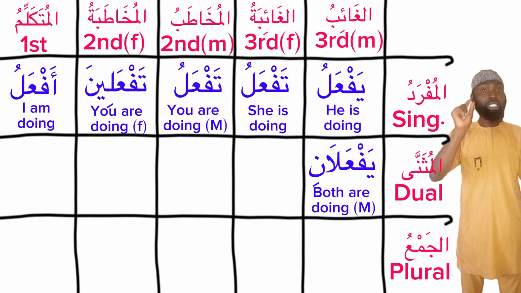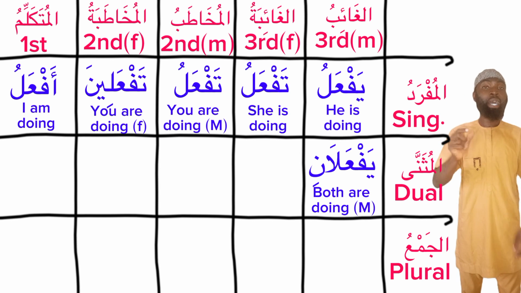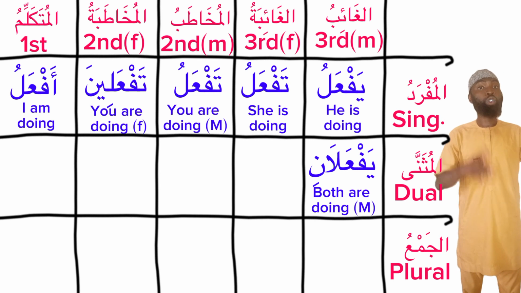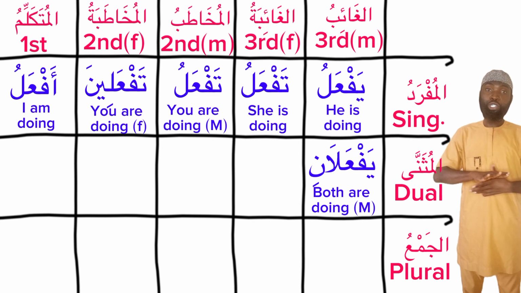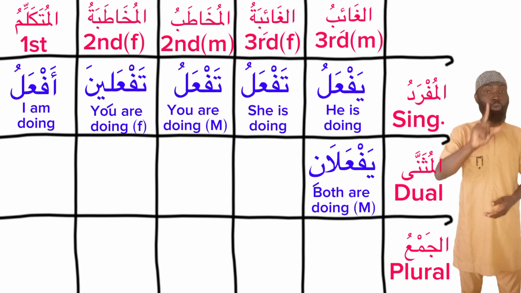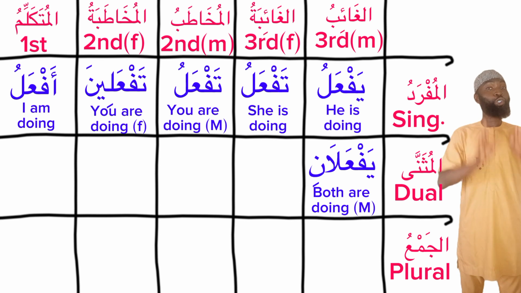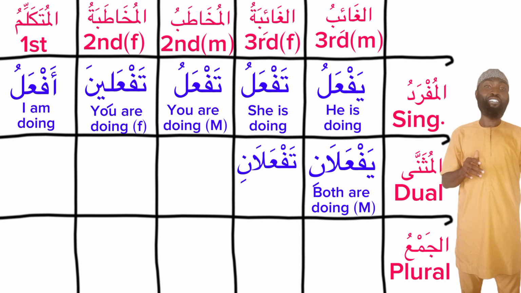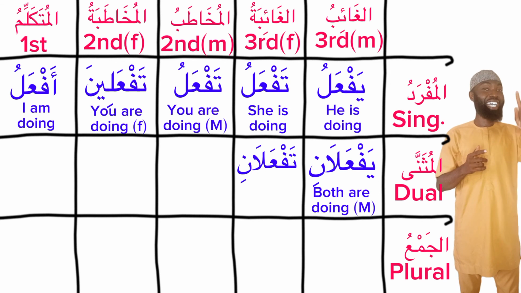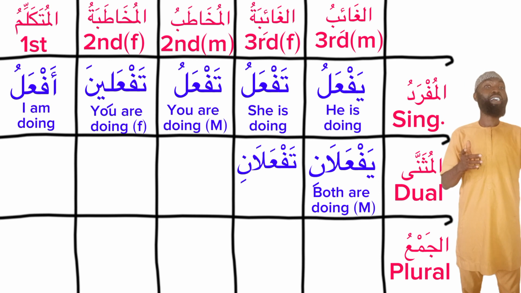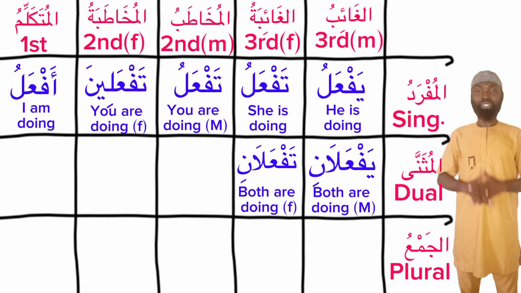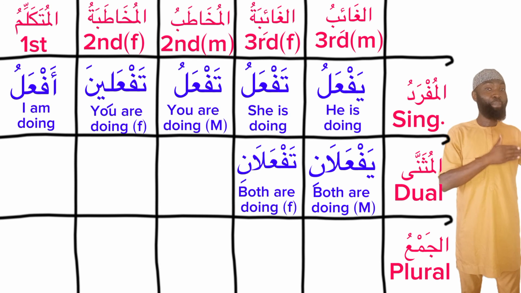Now the second column, which is the column of al-ghaiba, when they are 2 females and they are third person. When you have 2 females, you want to talk about them, what word will you use? We know the word for a singular female is taf'alu. For 2 now, it will be taf'alani. All you need is to add alif and nun to it to make it taf'alani, meaning both of them are doing.